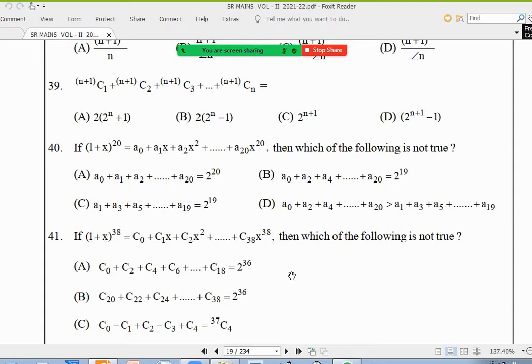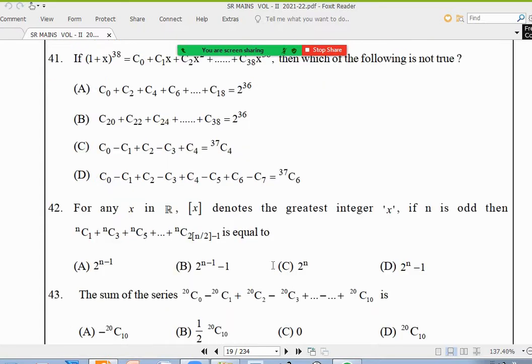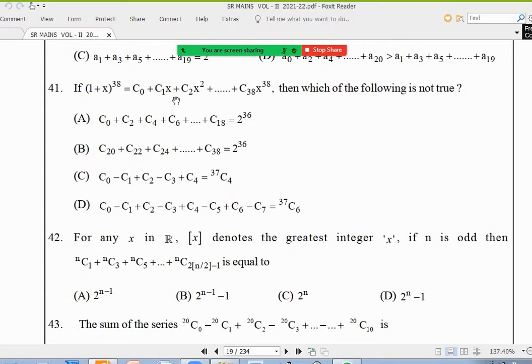Okay, 39 done. Next 41. Here C0 refers to 38 C0, C1 is 38 C1 and so on up to 38 C38. They asked which of the following is not true. Very first one, if you take complete list of all the, of course this is half of the half maybe. Okay, that may be right. Okay, I think option D, there should be one minus. That's where it is wrong. Okay, we'll discuss all the options.